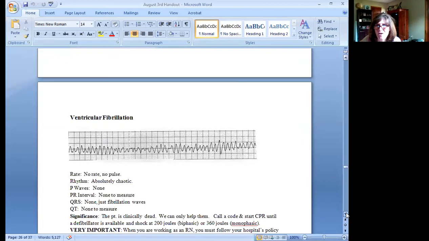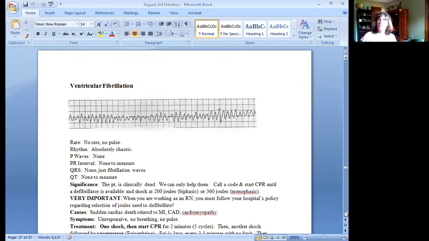And here we are, VFib, ventricular fibrillation. Is this real? Yep, it's real. No pulse, not breathing, clinically dead. Call a code, first RN, which is probably that patient's staff nurse. You're staying put.